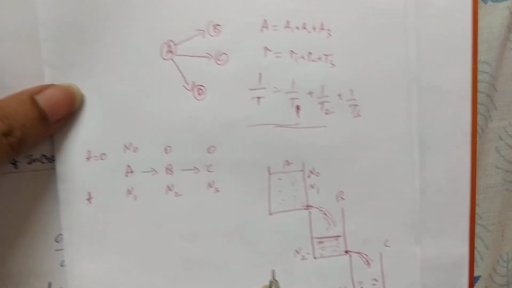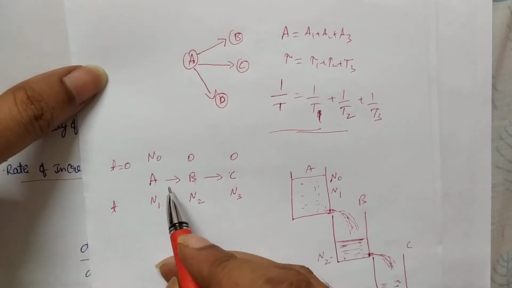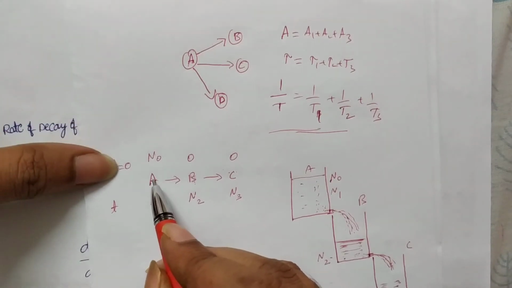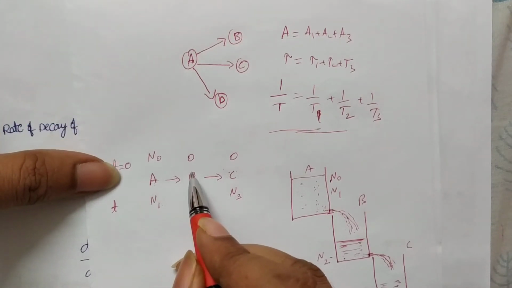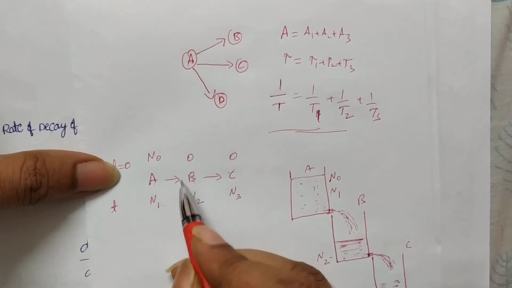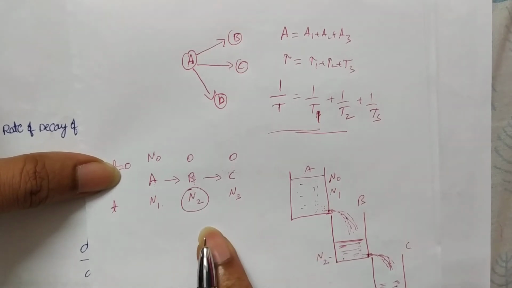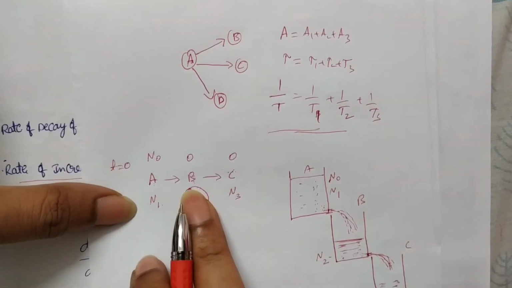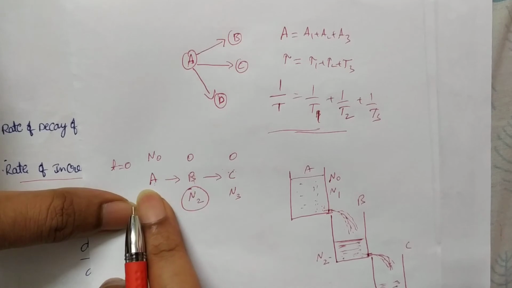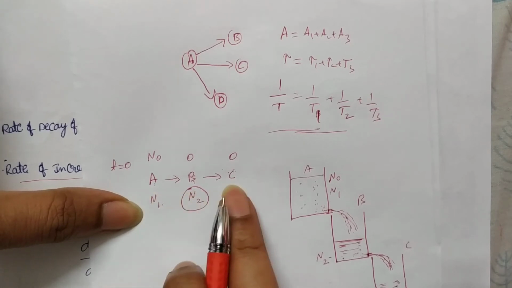Similarly here also, what does equilibrium condition mean? Some nuclei are converted from A to B, and the same number of nuclei are converting from B to C. Then the number of B nuclei is constant. That is the equilibrium condition for B only. Why? Because A continuously decreases and C continuously increases.